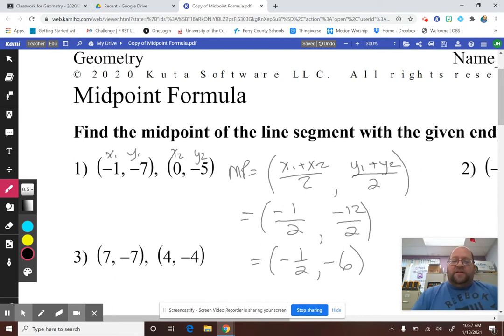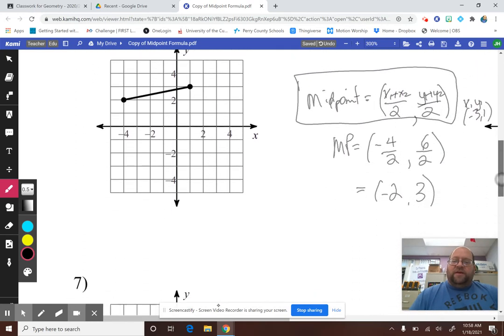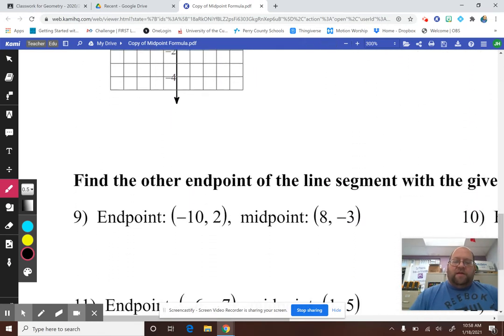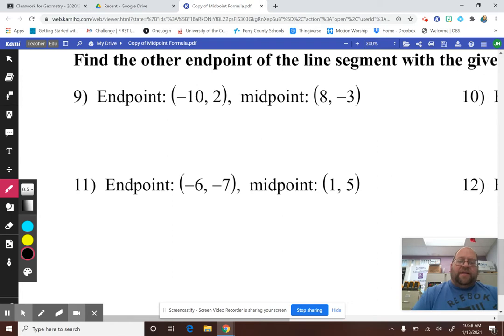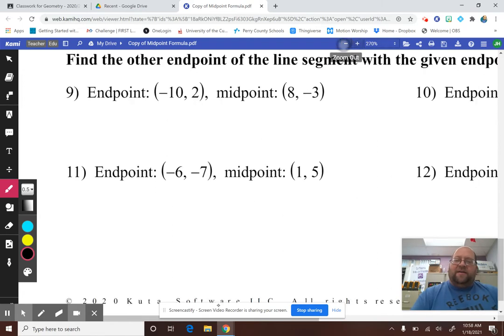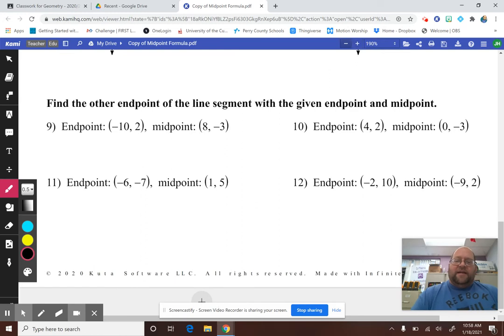Okay. So now let's go to the last part, which is probably the most difficult part for students to really get. But I think once we show you an example of this, you're really going to be able to understand what's going on. Okay. So let's go down to near the bottom, and let's look at number 9 here. It says, find the other endpoint of the line segment with the given endpoint and midpoint. So this time, they're not giving you 2 endpoints. They're giving you an endpoint and a midpoint, and you have to find the other endpoint.